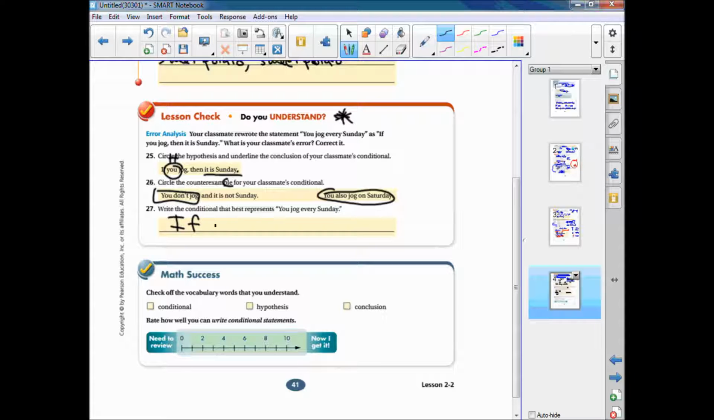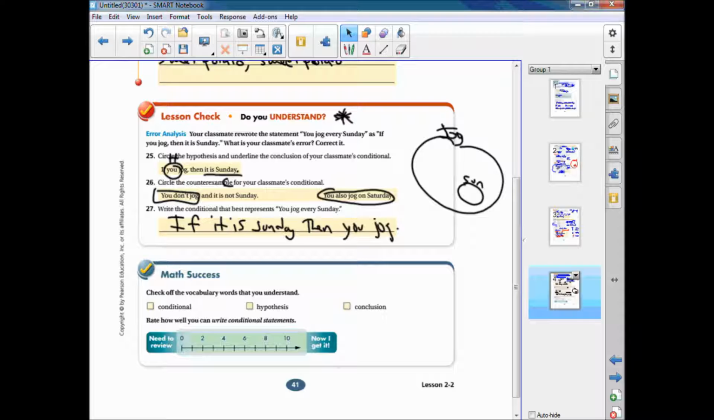This should be: if it is Sunday, then you jog. Because remember that Sunday is a subset of jog. We might jog on other days, but Sunday we always jog. We could also jog on Tuesdays and Thursdays and Fridays, but Sunday is always a jog day. So Sunday is a subset of jog. The subset has to be the hypothesis, and the big set has to be the conclusion.